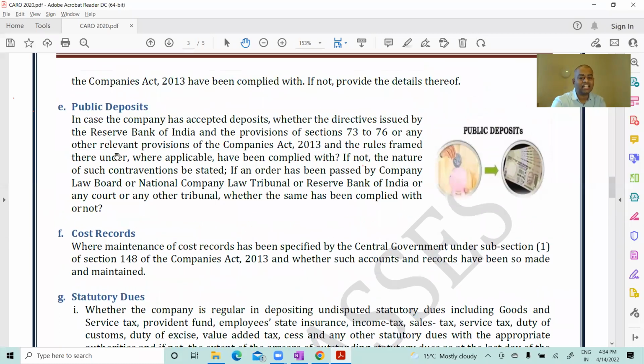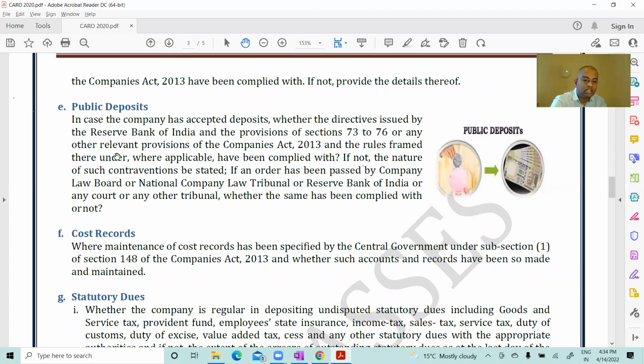Then this public deposits, sections 73, 74, 75, 76 of the Companies Act and all, this is an old provision only. Simple. If you are accepting public deposits, have you complied with the legal provisions? Have you complied with RBI guidelines? Yes, sir. Very good. If you have not complied, what is the non-compliance? If you have not complied with relevant provisions, the court or NCLT or old CLB, Company Law Board, might have given some order, whether you complied with that order or not. That is what this point is.